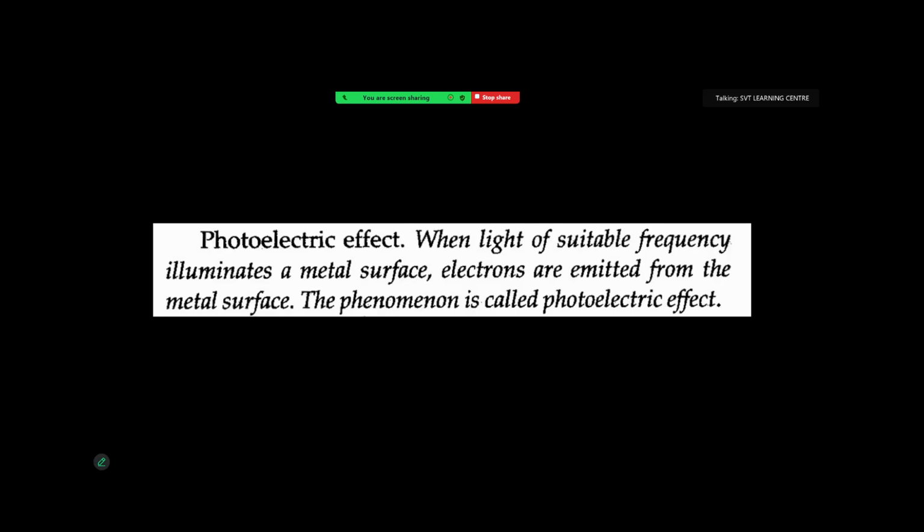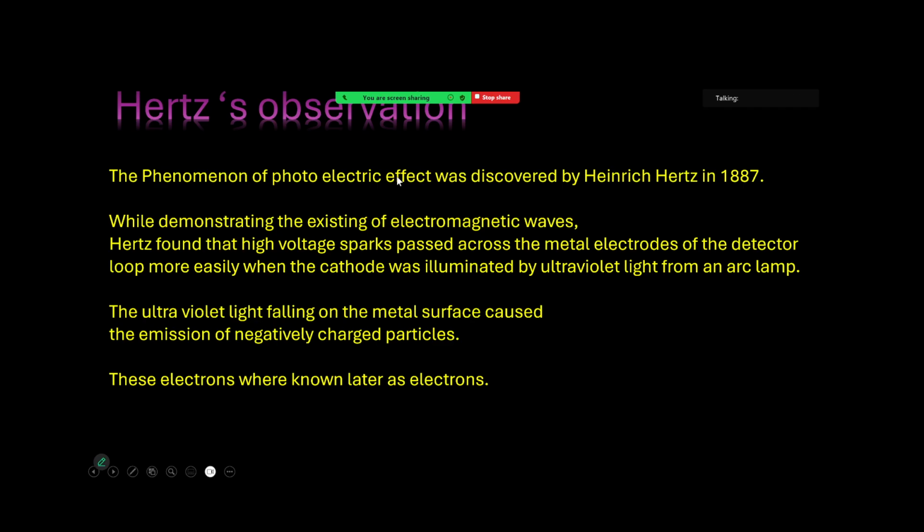So now what is photoelectric effect? As we have seen, when light of suitable frequency illuminates a metal surface, electrons are emitted from the metal surface. This phenomenon is called photoelectric effect. Now, photoelectric effect incidentally was discovered by Heinrich Hertz in 1887. He was actually demonstrating an experiment to demonstrate the existence of electromagnetic waves.